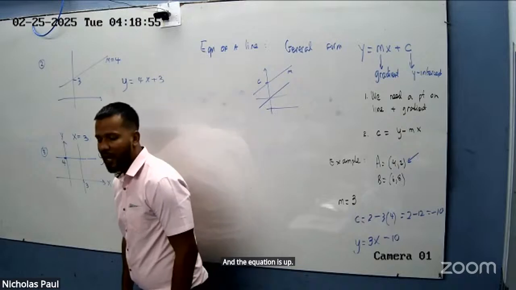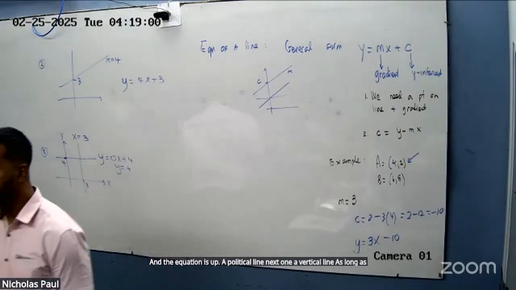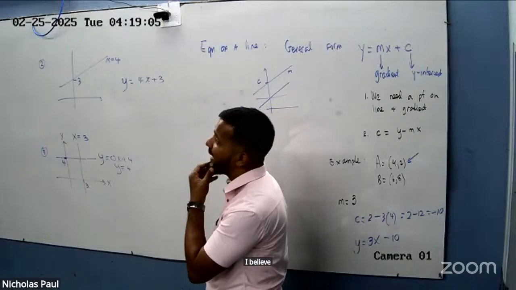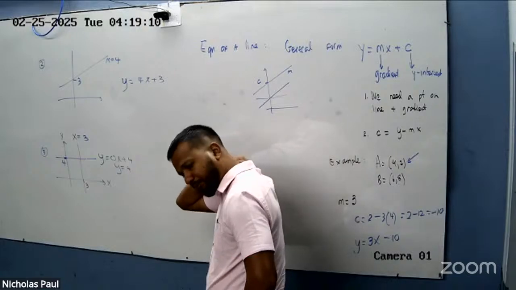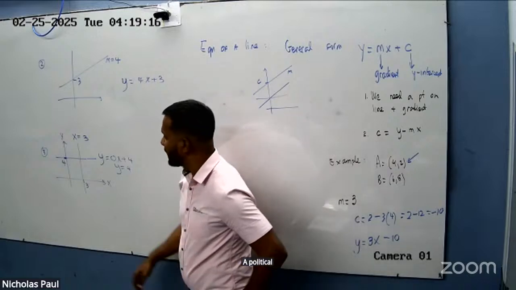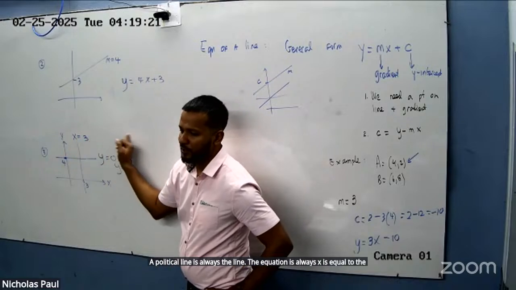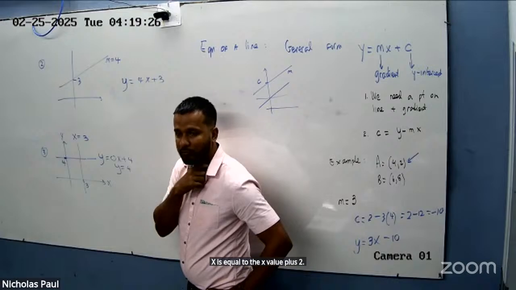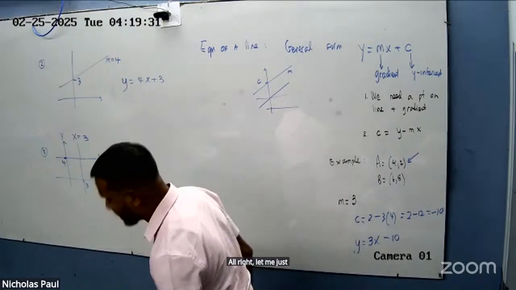Right, a vertical line. Next one: a vertical line is always x is equal to the x value it passes through. Let me just make sure you understand that.